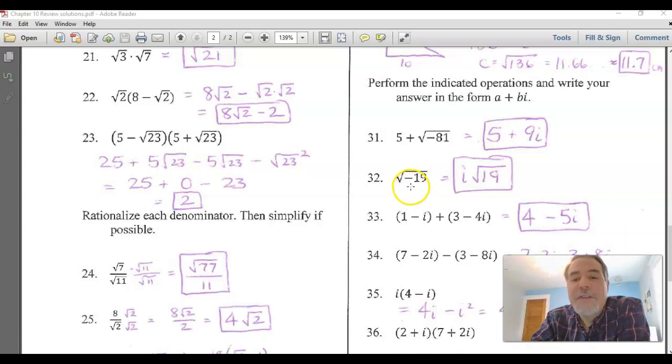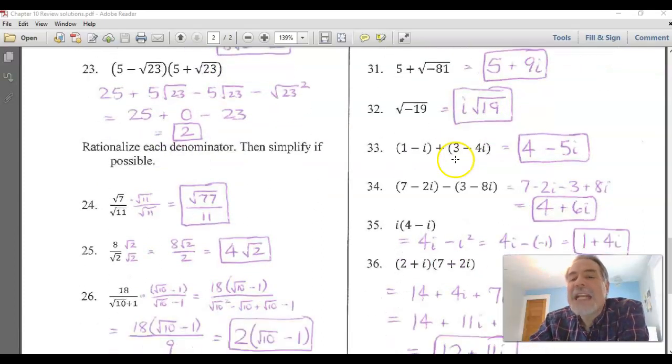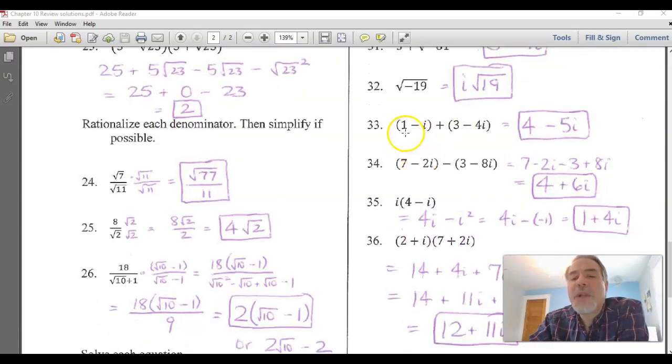The square root of negative 19 would be the square root of positive 19 times i. Here I put the i in front to make it obvious that the i is not under the radical sign, but if you wrote it at the end and made sure it was not under the radical sign, that would be correct also. To add complex numbers, it's really like combining like terms. 1 plus 3 is 4. The negative i plus the negative 4i is negative 5i, so the answer is 4 minus 5i.